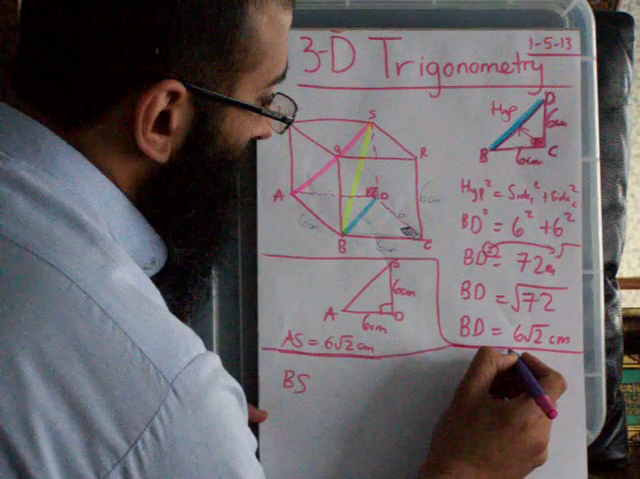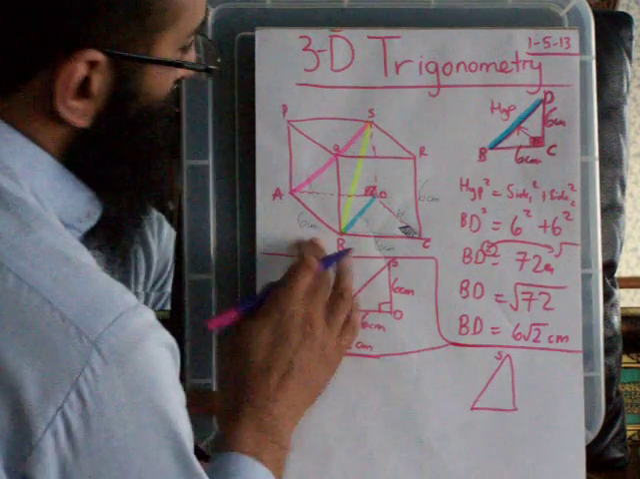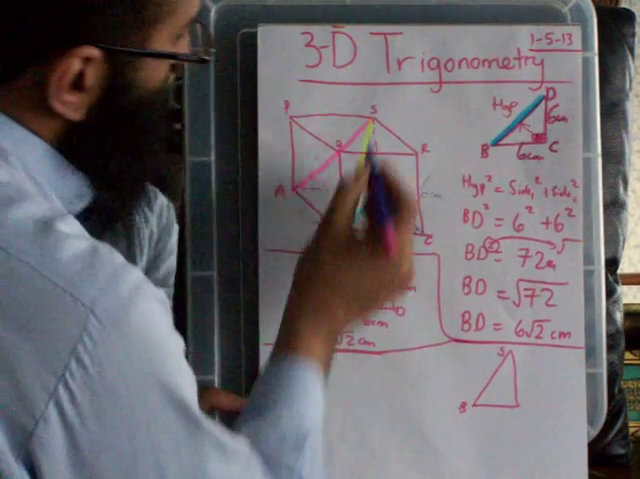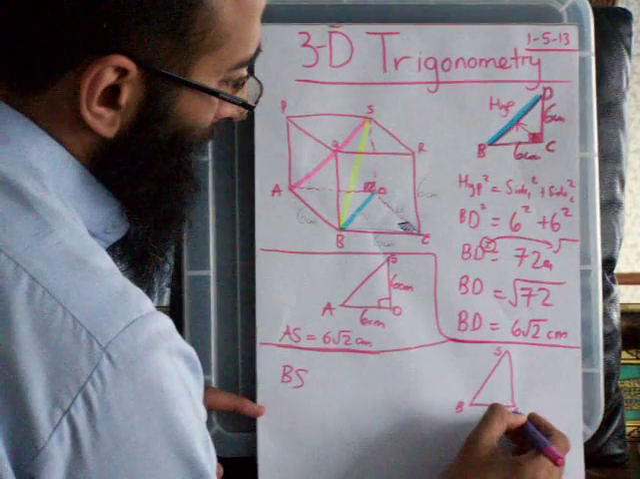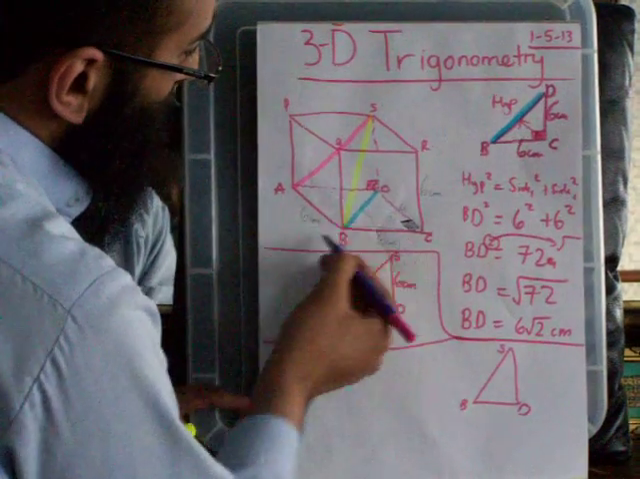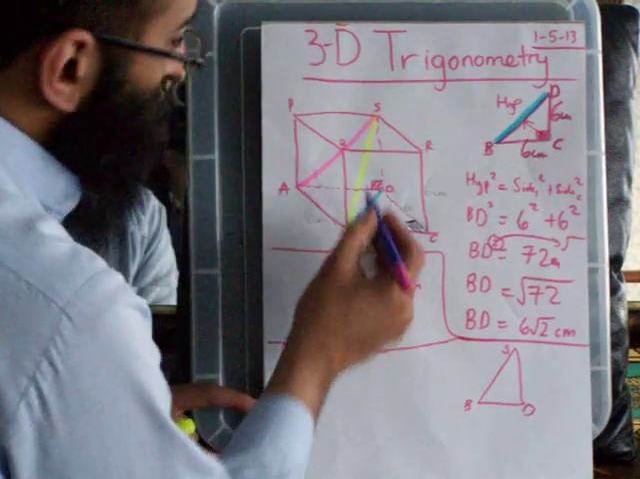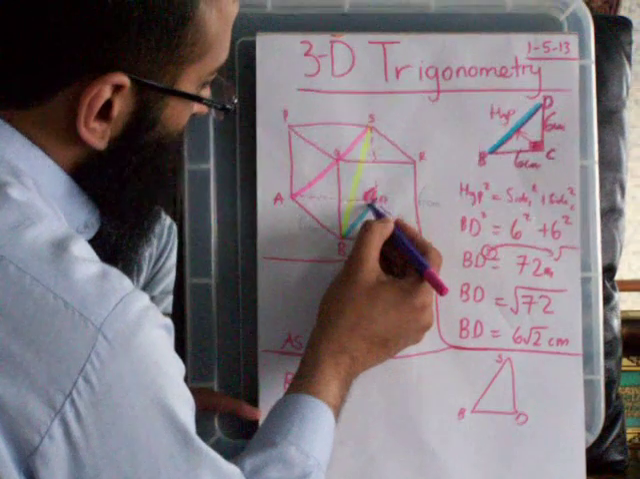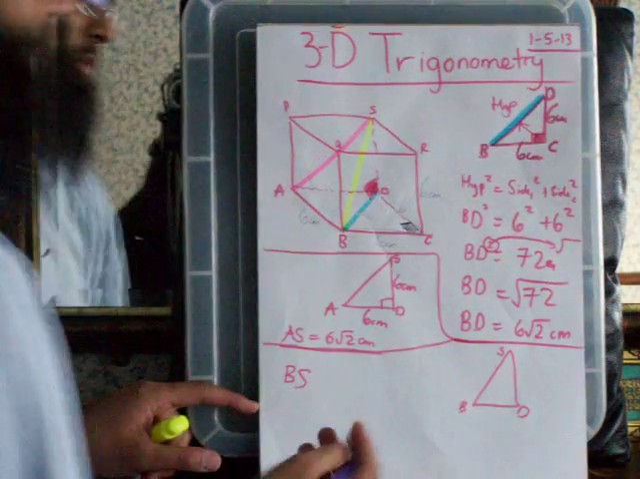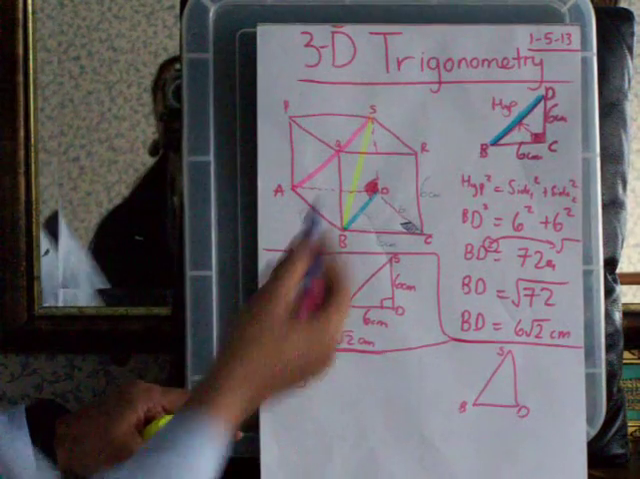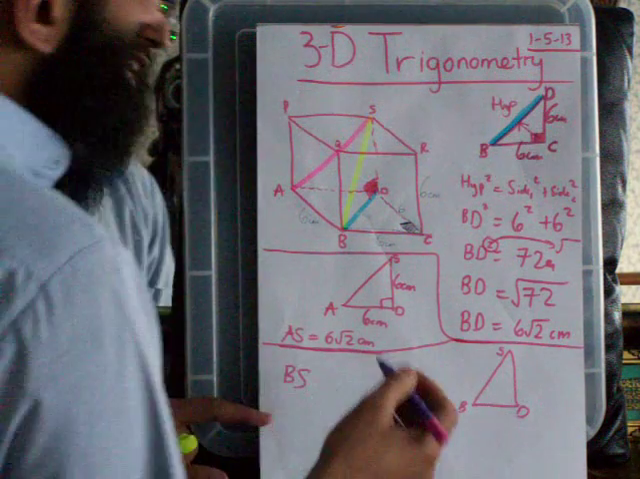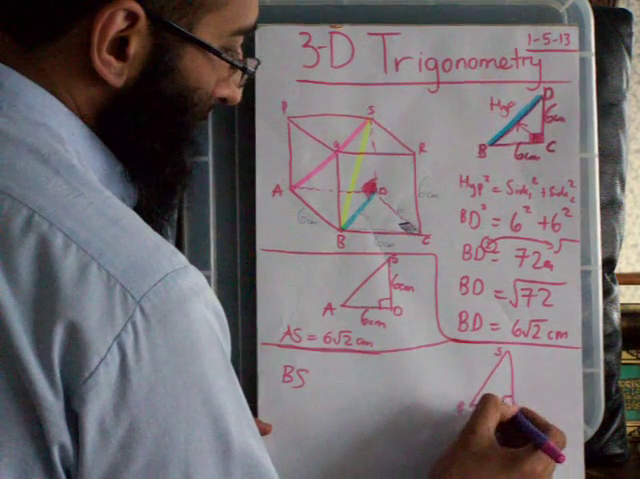Here's our S at the top, there's the B at the bottom, and then you drop straight down to D, and then you drop straight across. So now what we've got here actually is a right angle here as well, because of the nature of the cube shape. So we have a right angle here.